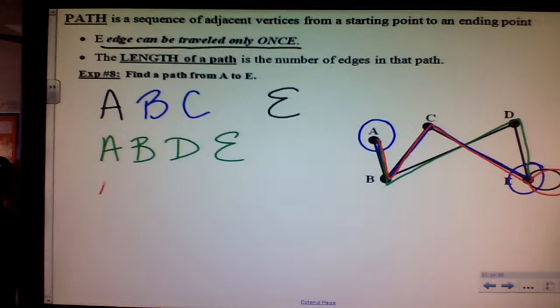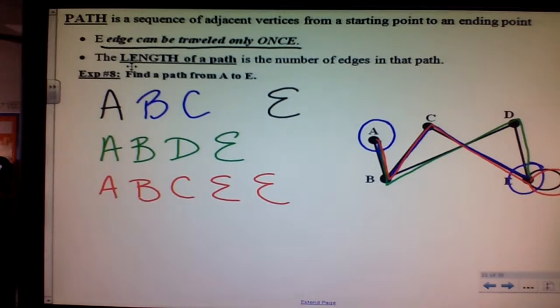No. You can't travel that edge again. But I didn't travel the loop, so I can travel that again. You can go to E as many times as you want, but you cannot travel the same edge. So I can revisit any of these points as much as I want. I just cannot travel the same line again. So if I go from A to B, I can't get back to A because I've already traveled that edge.